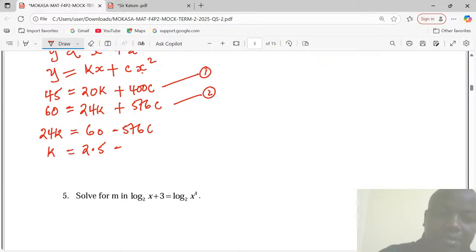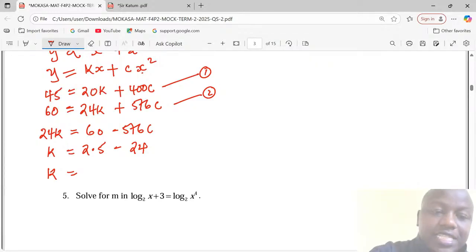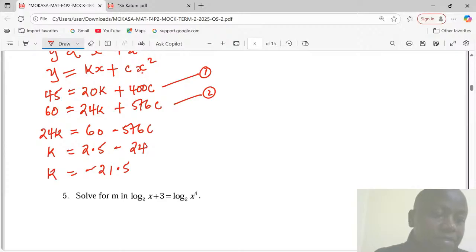Then minus, okay, we are dividing through by 24. So 576 over 24, it's still 24. So the value of k shall be, when we take 24 and we subtract 2.5, we are getting negative 21.5. So the value of k is 21.5.